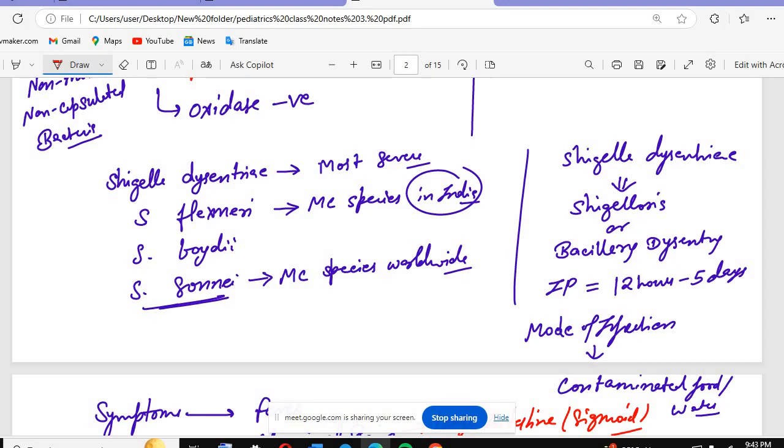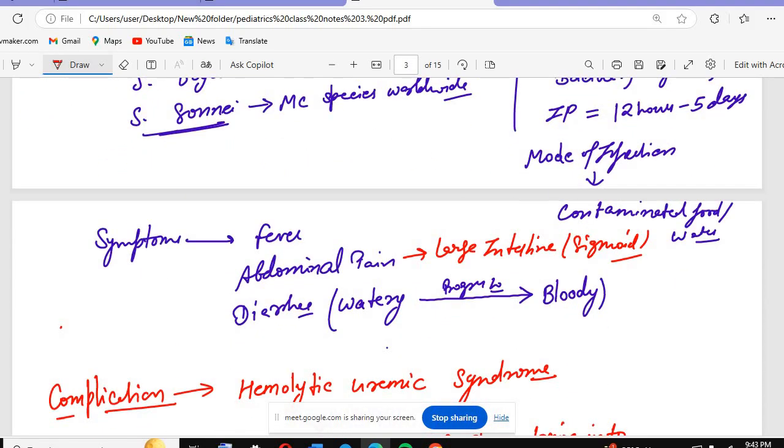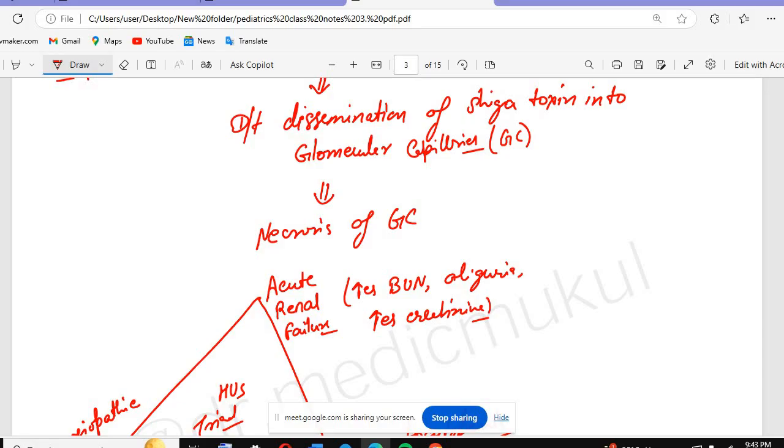This will cause shigellosis, or bacillary dysentery. This is transmitted again through contaminated food and water. The symptoms you are going to see are fever, abdominal pain, or diarrhea from the large intestine. Then the complication, remember, is hemolytic uremic syndrome.